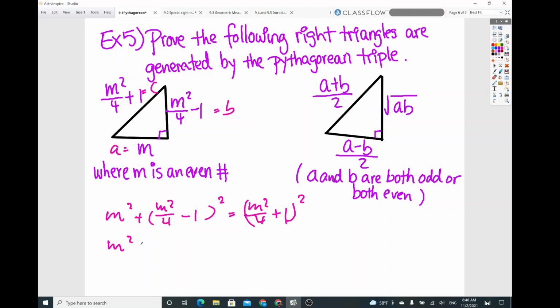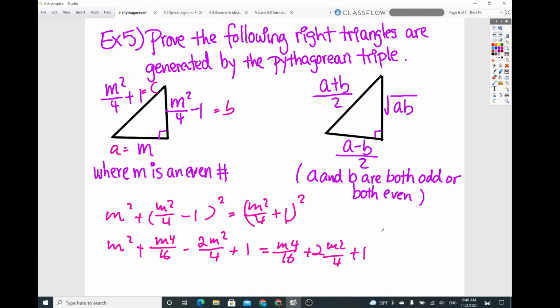So m squared, just leave it like that. Binomial expansion, so m to the power of 4 over 16 minus 2 times 1 times this quantity, which is 2 times m squared over 4, and then plus 1. And then on the right hand side, binomial expansion, so m to the power 4 over 16 plus 2 times m squared over 4, and then plus 1.